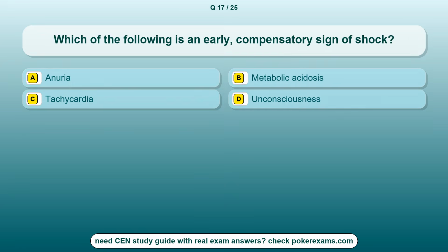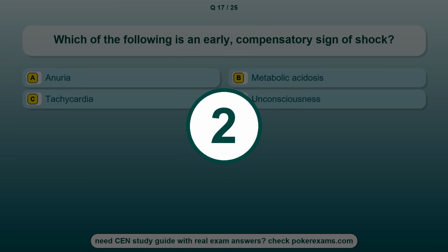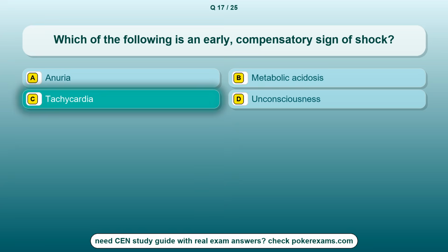Question 17. Which of the following is an early, compensatory sign of shock? Option A, anuria. Option B, metabolic acidosis. Option C, tachycardia. Option D, unconsciousness. The correct answer is option C, tachycardia.